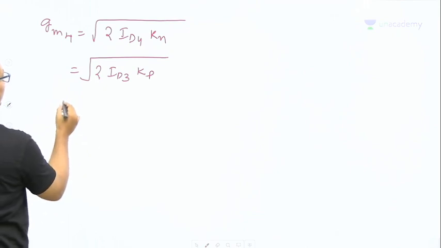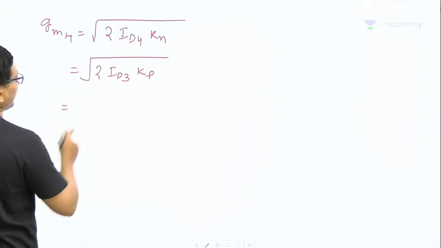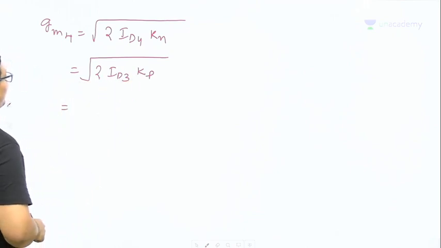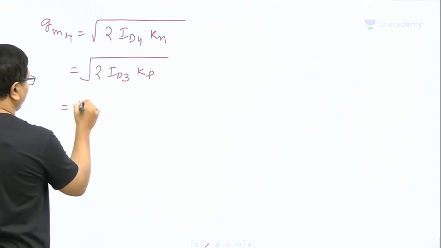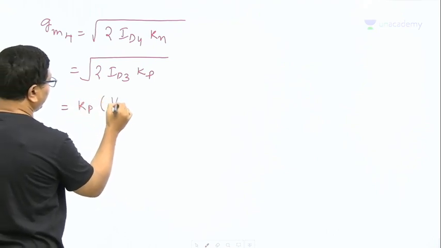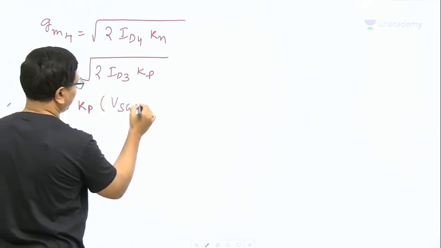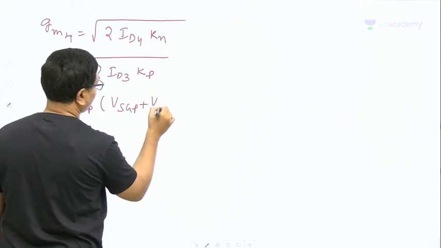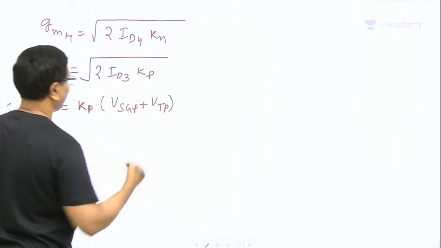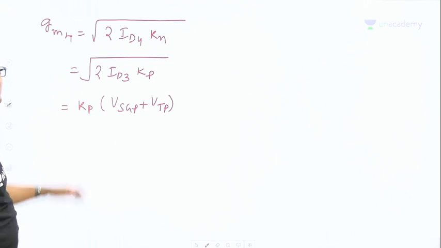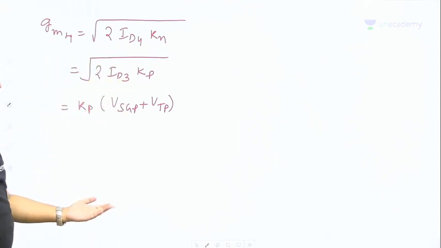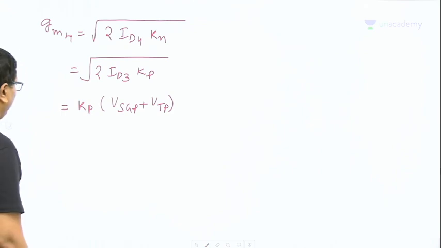We can write it further like square root of 2ID into Kp is Gm. Gm can also be written like Kp into VSG of PMOS plus its threshold voltage. These are the different formulas we can use. Gm is equal to square root of 2ID into K, or K into VSG plus Vt.